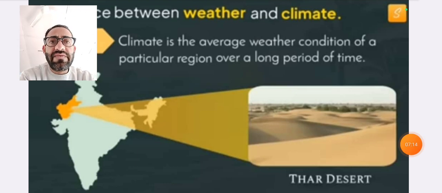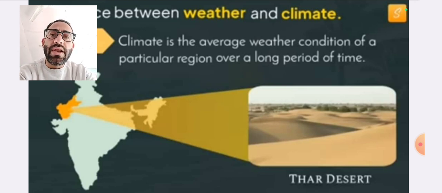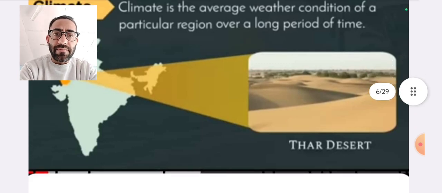So what is the difference between weather and climate now? Weather is the variation in the atmosphere over a short period of time, and climate is the average conditions of the weather over a long period of time. Weather is unexpected and unpredictable. Climate is expected and predictable. Weather changes day to day and hour to hour. Climate does not change from day to day and hour to hour. It remains static. Okay.